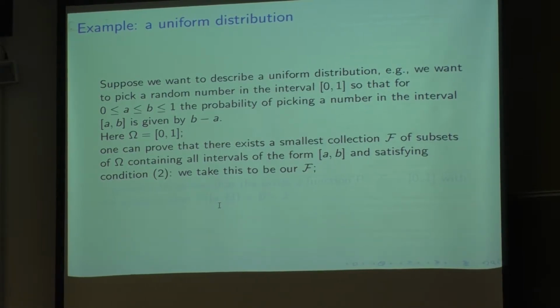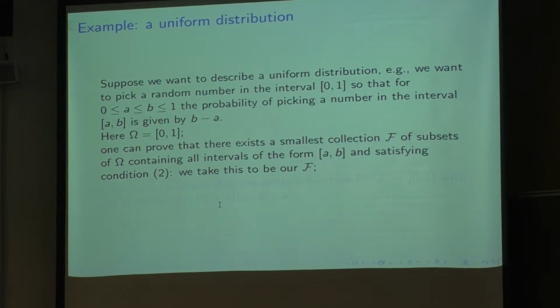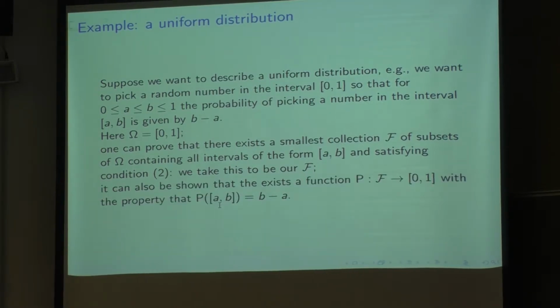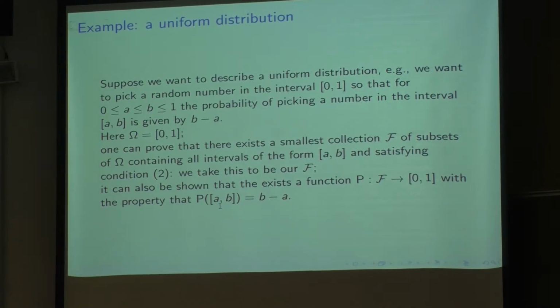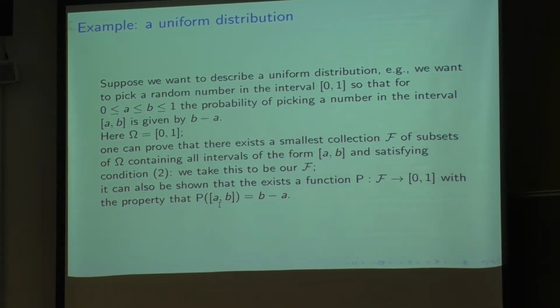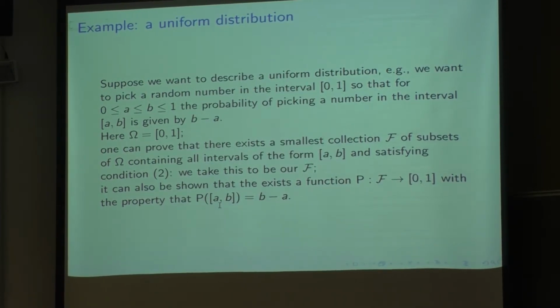And then for this special family of subsets of 0, 1, of omega, you can assign probabilities. So you can construct a family of subsets of omega which contains all these intervals, and it contains many, many, many other things. And then, at least for these intervals, you get the right probability. You can define a function on F so that P of that interval is B minus A.